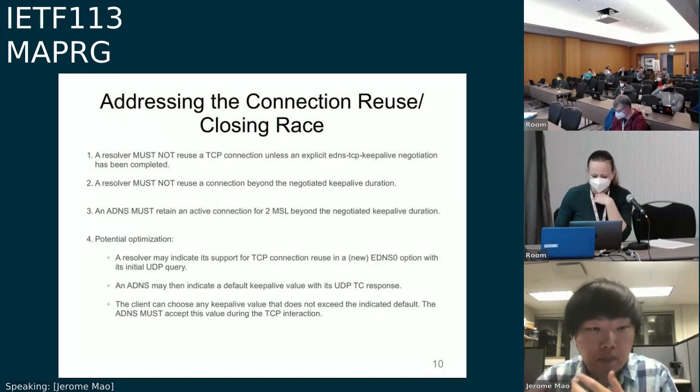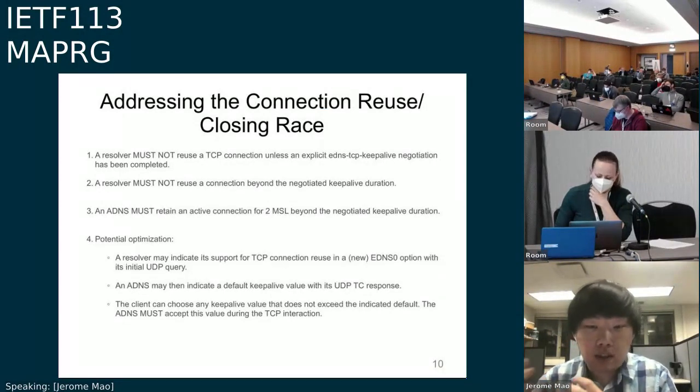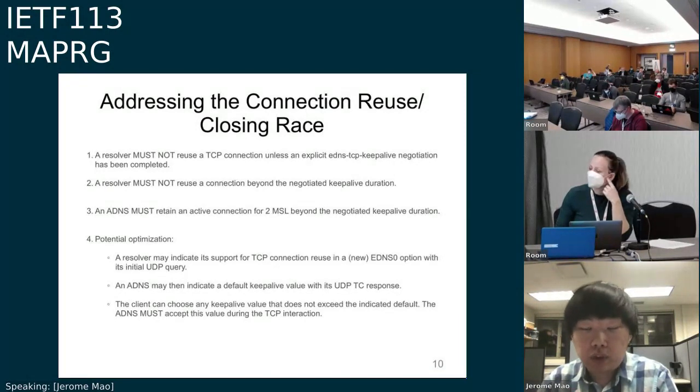So here are our proposed optional updates. First, a resolver must not reuse a TCP connection unless an explicit EDNS TCP Keep Alive negotiation has been completed. Second, the resolver has to be loyal to the negotiated Keep Alive duration. The third one, maybe we can let the ADNS servers retain the TCP connections for another 2 maximum segment lifetimes beyond the negotiated Keep Alive duration, so that all the DNS over TCP queries in flight can be correctly acknowledged and processed.